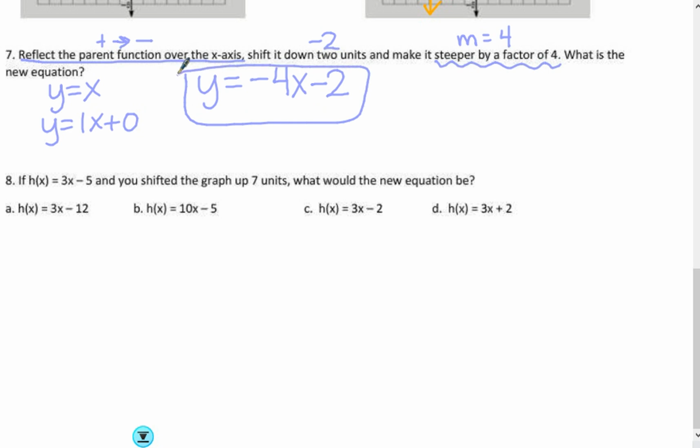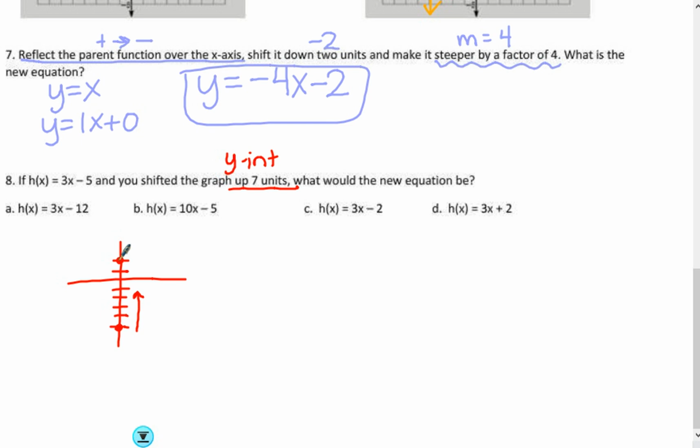All right, looking at number 8, it says if h of x is equal to 3x minus 5 and you shifted the graph up 7 units. Again, this is talking about a y-intercept whenever we're shifting things up and down. What would the new equation be? So if you think about it, if I'm down here at 1, 2, 3, 4, 5, negative 5 for my y-intercept, and it wants us to shift it up 7 units, well, that would be up 5, 6, and 7.